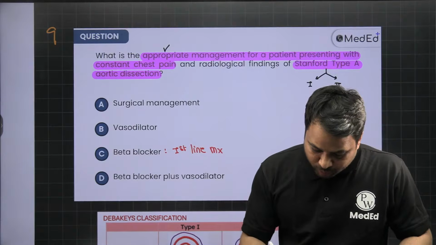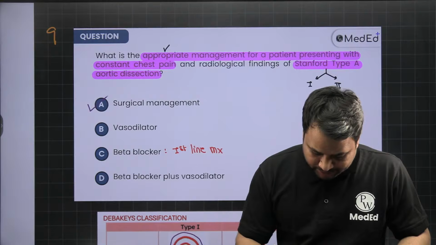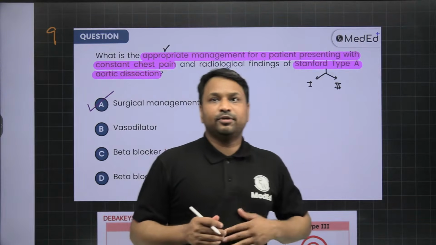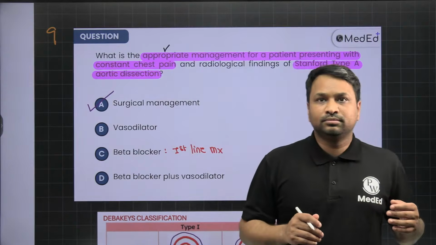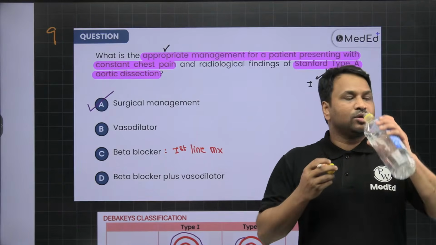Whereas if they're asking appropriate management, then you have to say Dacron graft repair. So the answer here is going to be A. That is going to be surgical management. That is going to be Dacron graft repair.